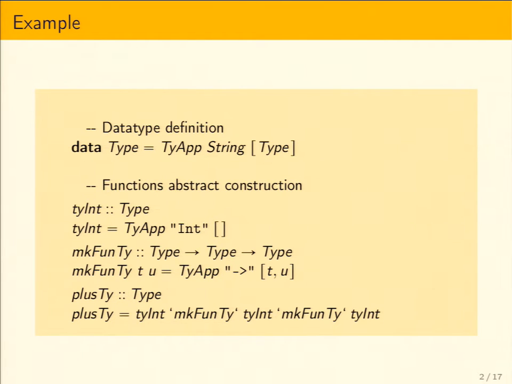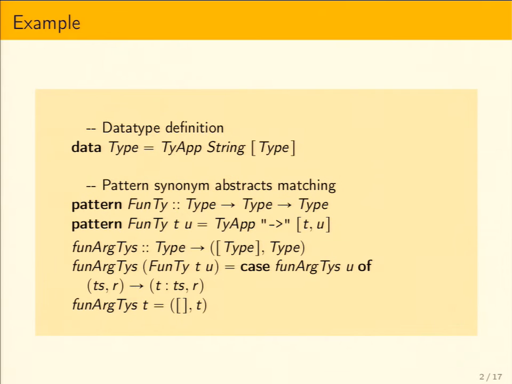Once we have these functions, we can combine them without any reference to the representation of our data type. And we can say that the type of plus is a function from int to int to int. And these compose just as well as the real constructor would. So the idea behind pattern synonyms is to give you the same ability, the ability to abstract matching, to give names to special kinds of matching in the same way, without changing the representation.